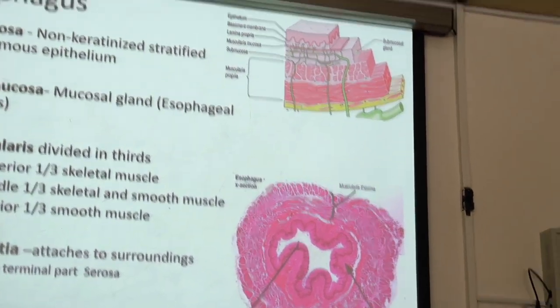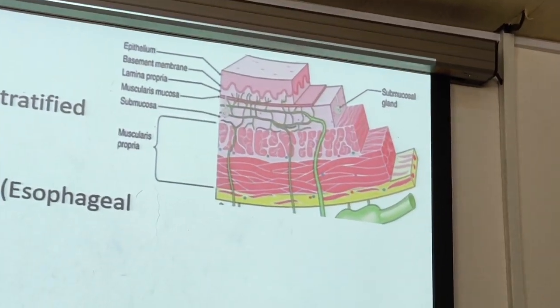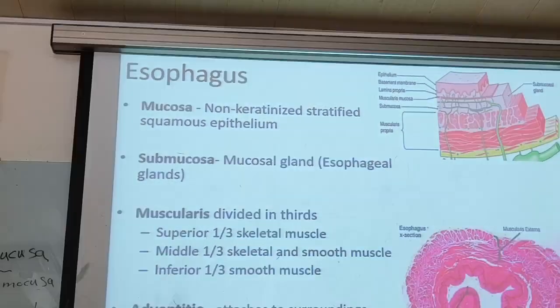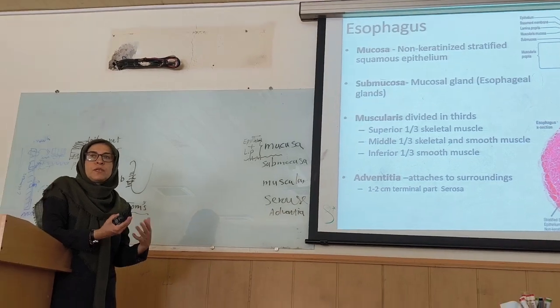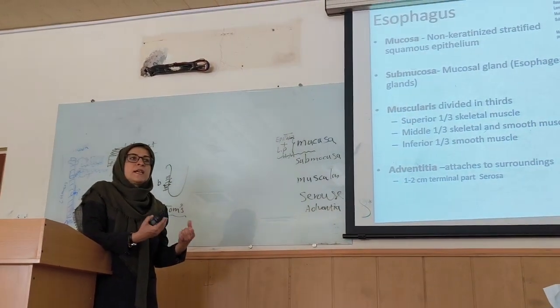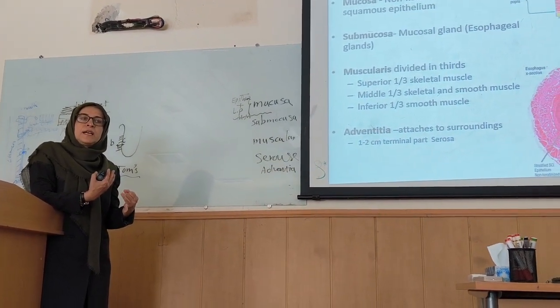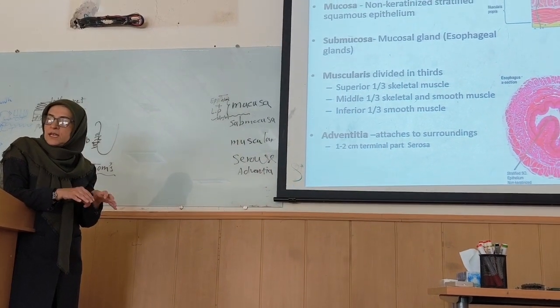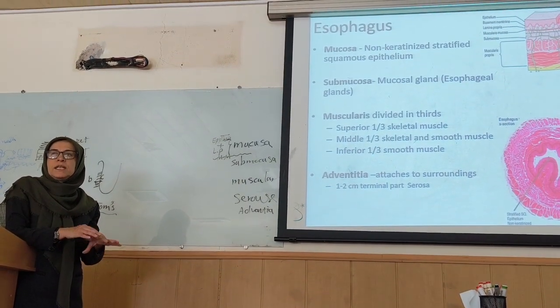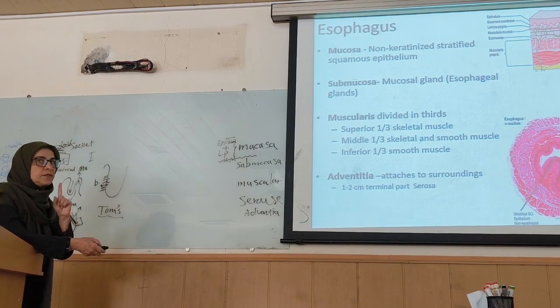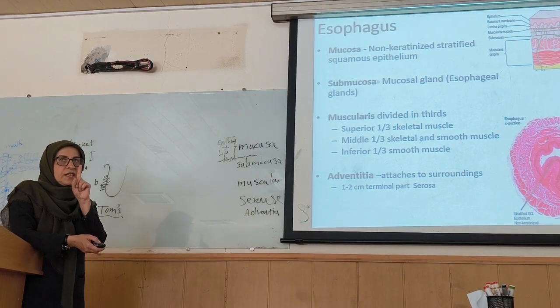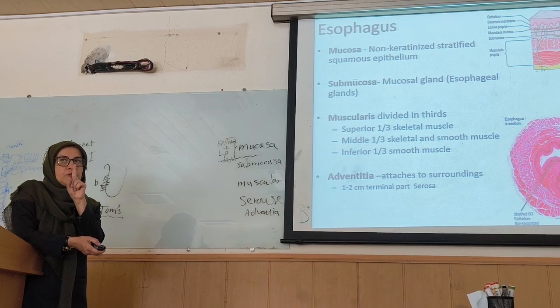The esophagus is just one organ that is covered by adventitia without serous, because you know the other organs from the stomach until the rectum are located in the peritoneal cavity, and all of them are lined by the serous membrane. This is one difference. The adventitia is just in the esophagus.